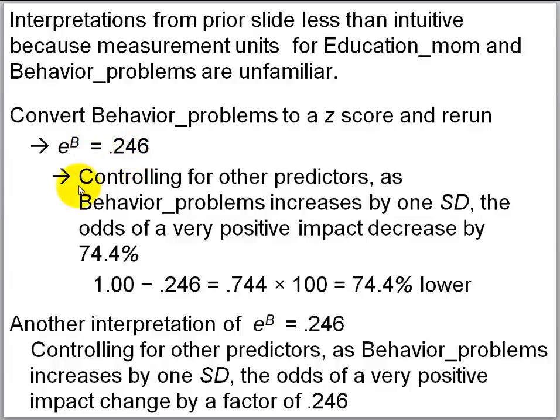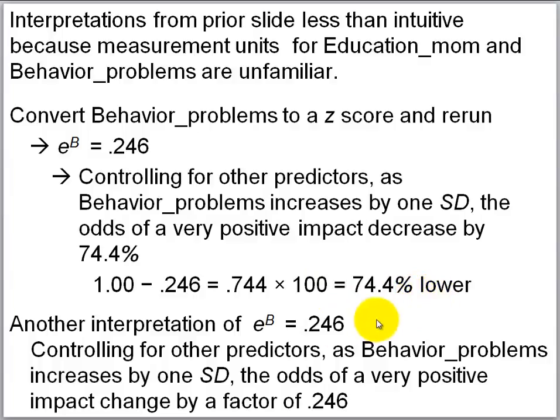The interpretation is, controlling for other predictors, as behavior problems increases by 1 standard deviation, the odds of a very positive impact decrease by 74.4%. And here's that calculation worked out. We subtract the coefficient from 1 to get 0.744, multiply by 100, 74.4% lower.